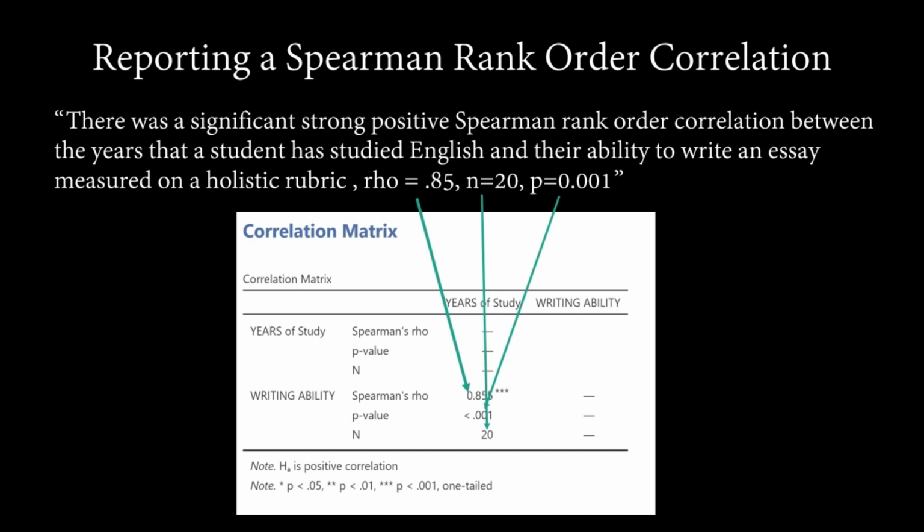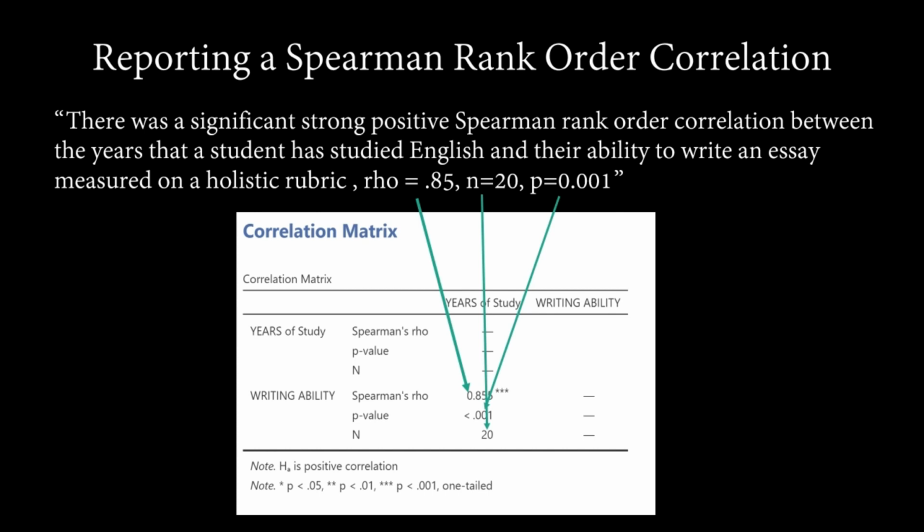Reporting this test is relatively easy and is very similar to the reporting of the Pearson R correlation. Let me first read through the language and then show you where the information actually is. There was a significant, strong, positive Spearman rank order correlation between the years that a student has studied English and their ability to write an essay measured on a holistic rubric. We report the Spearman rho, which is 0.85 in this case. We report the number of participants, which in this case is 20, and we report the significance level.